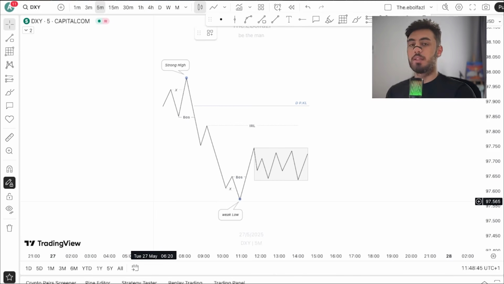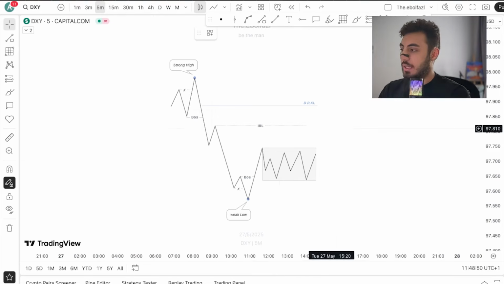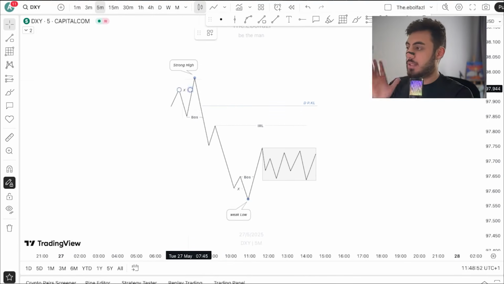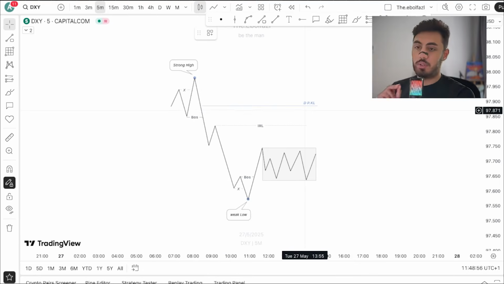That's me, I'm expecting the major move of the day to happen from that area. So what I'm doing, let's say in the high time frame, this is just a 30-minute time frame. If in the daily time frame I have a daily pro key level at this area, I'm looking for the strong high or the weak low.